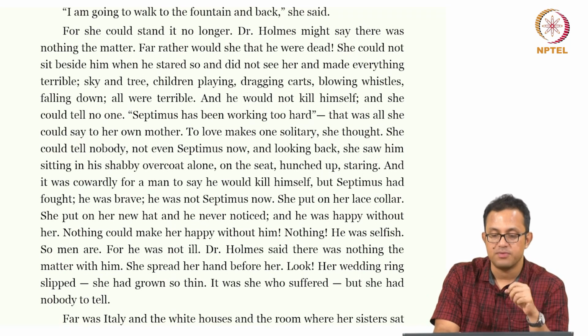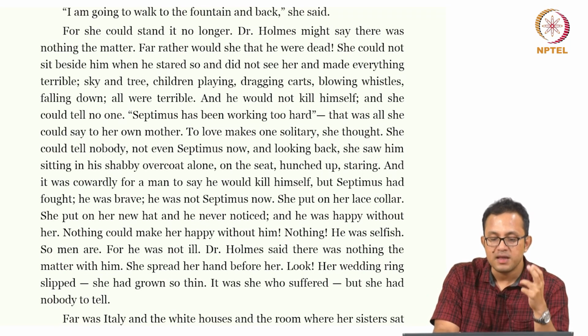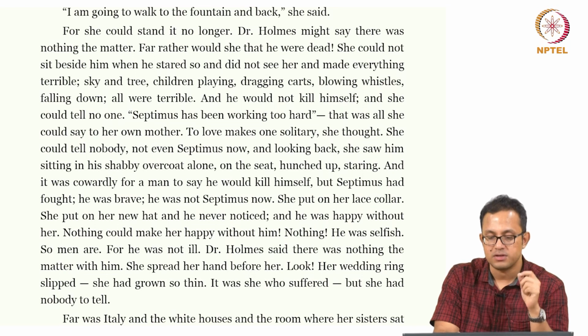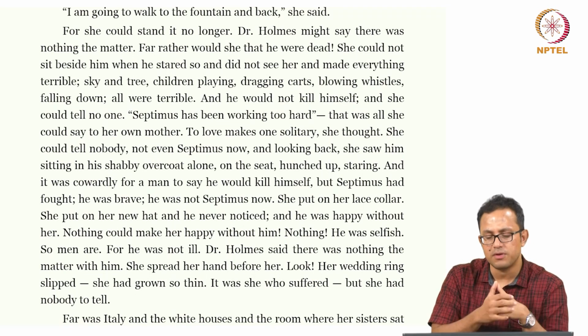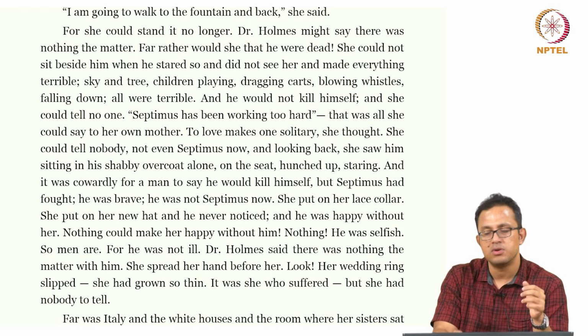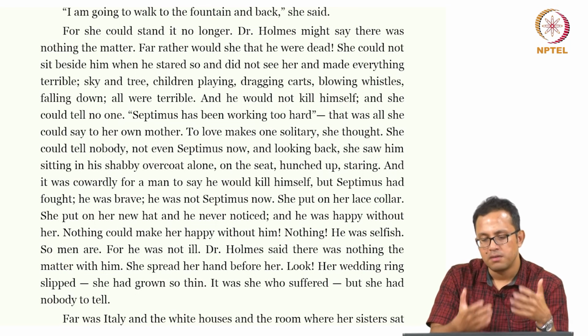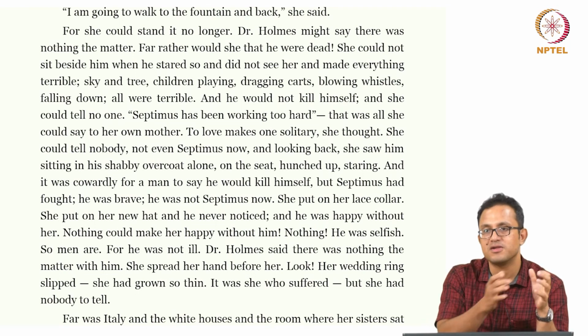She spread her hand before her. Look, her wedding ring slipped. She had grown so thin. It is she who suffered, but she had nobody to tell. So again, the alienation of Razia is absolute over here, and it's very tempting to look at Septimus Smith as the only sufferer, the only male sufferer in London at that point of time. But Razia's suffering is obviously medical as well as existential, because she sees her husband suffer in front of her.